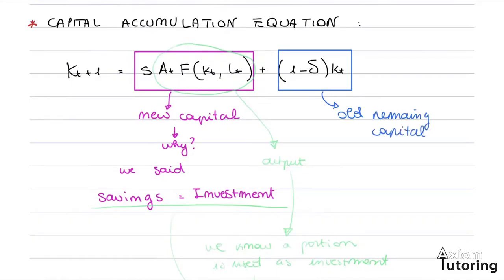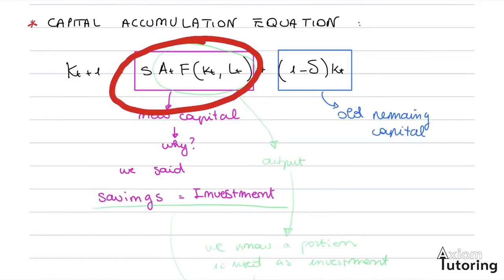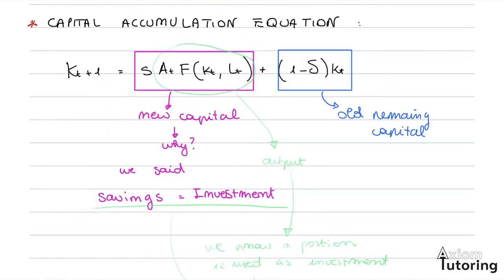So again, what are we saying with this capital accumulation equation? We are saying that capital tomorrow is equal to the new capital, so the new machines that we're buying to produce our coffee, for example, the new coffee machines that we buy, plus whatever coffee machine is left from yesterday, whatever is going to be left that did not break down.